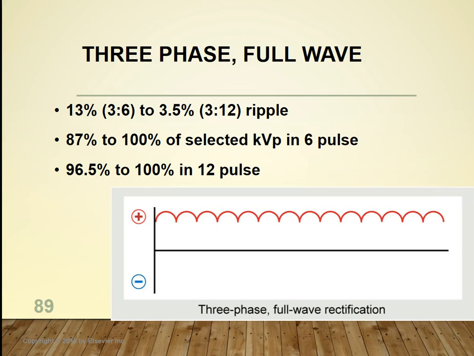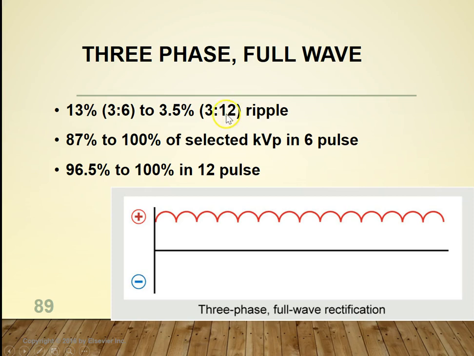There's less ripple than the single waveform, but there's still some ripple. Depending on the number of rectifiers and the engineering, it can have anywhere from a 13% to a 3.5% ripple. And so we want the least amount of ripple to have a good image. A 13% ripple is going to happen when you have a three-phase 6 pulse. So you have 6 of them all thrown out there at the same time. The 3.5 is a three-phase 12 pulse.